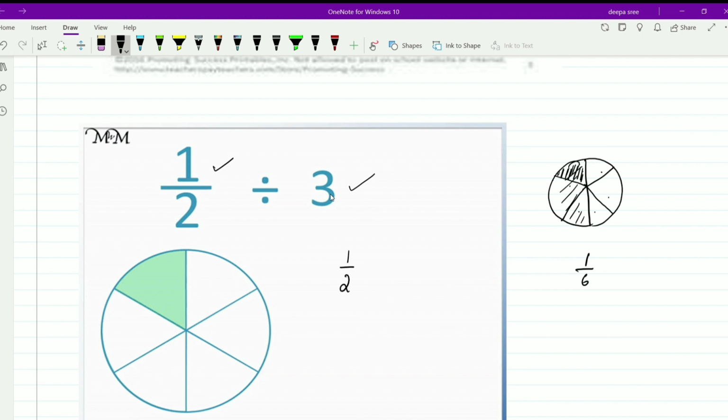By using our concept of division of 1 by 2: first fraction we write as it is. The second one we write as a temporary fraction, that is 3 by 1. Change the division symbol to multiplication and flip the second fraction, taking the reciprocal, that is 1 by 3. Now multiply the numerators and multiply the denominators, that is 1 by 6. The answer is 1 by 6.